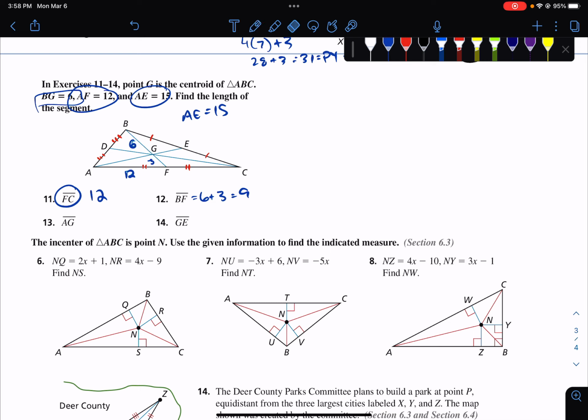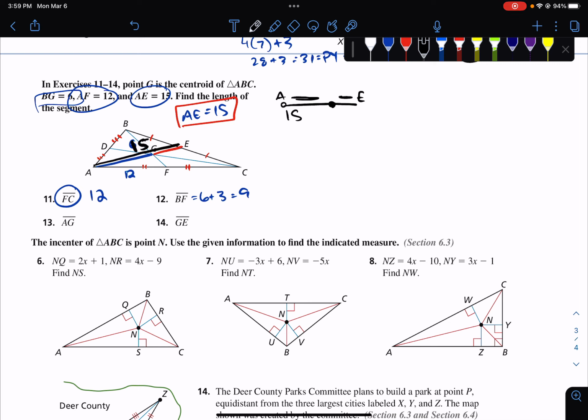AG. Let's see. AG is this length right here. And I don't know that length, and I don't know this little length either, but I do know the entire distance is 15. So going all the way from A to E is 15. So I can use a little bit of logic, because if A to E is 15 and G is in between them, I know that this piece is double this piece.